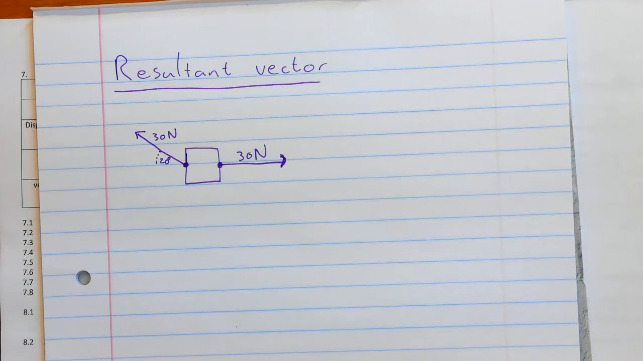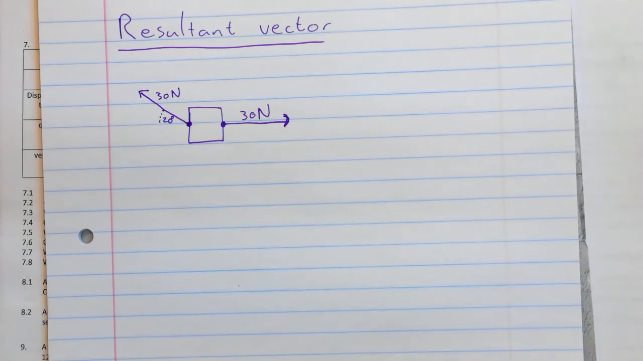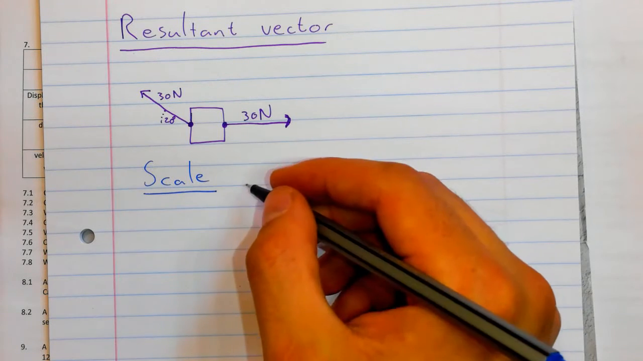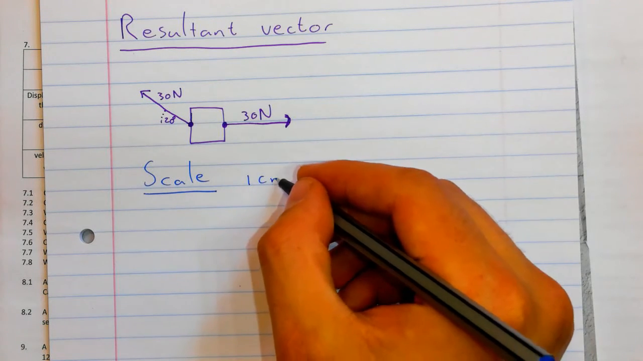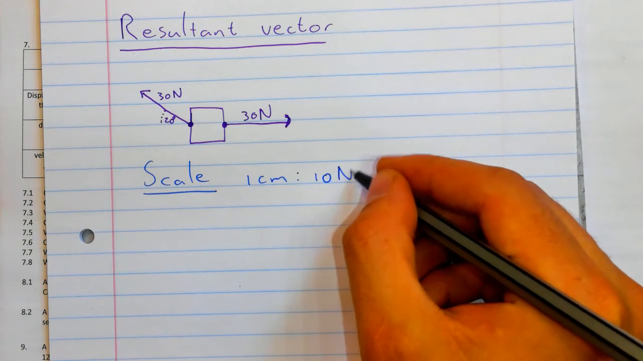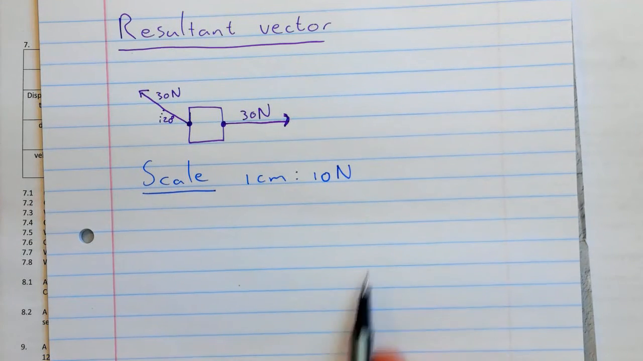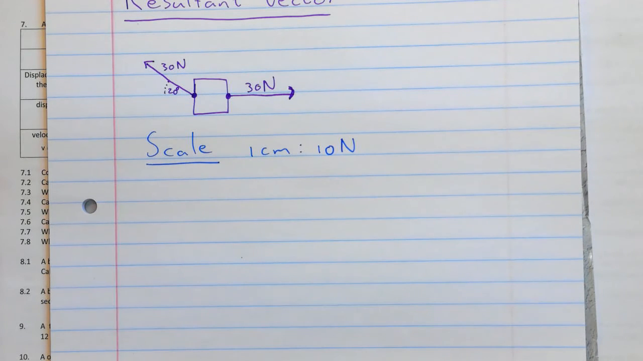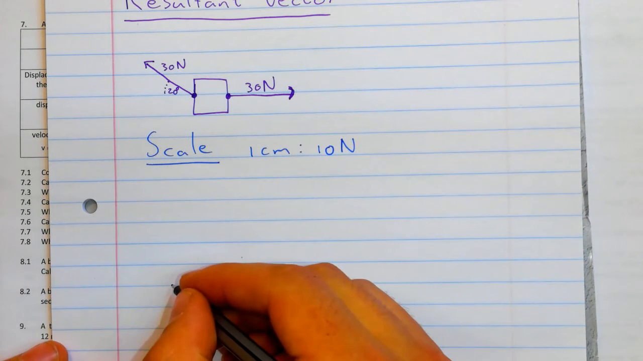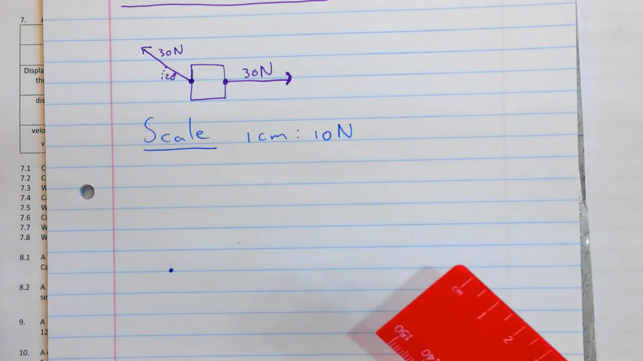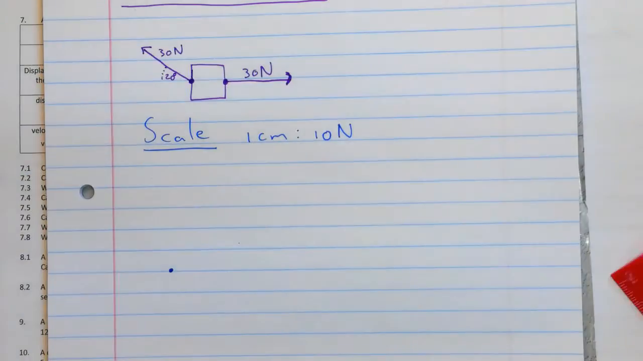So to do this, I'm going to make use of the graphical method. We start off by choosing a scale, and my scale is simply going to be 1 centimeter is equal to 10 newtons, which means on my drawing 1 centimeter will represent 10 newtons. Then we choose a starting point for our drawing, and we get a ruler and a protractor for our calculations.